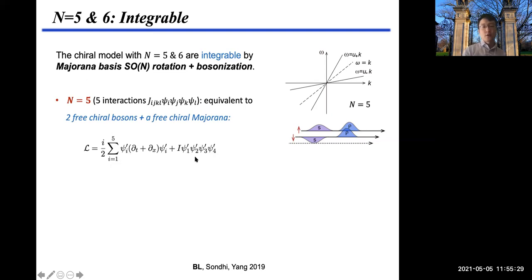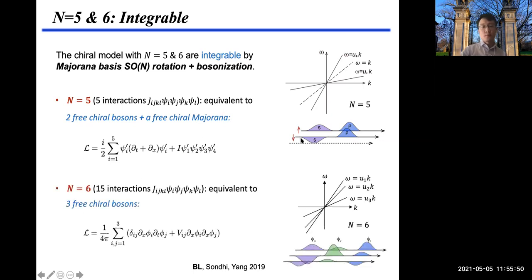So this model then decouples into an n = 4 interacting Majorana model with a free chiral Majorana fermion, the 5th Majorana. According to our earlier knowledge, this is equivalent to just 2 free chiral bosons and a free chiral Majorana. So it's an integrable model. And for n = 6, there are 15 interactions, but we show that if you do the proper basis rotation, you could still reduce the number of interactions down to only 3 interactions. And this, followed by bosonization, gives you a quadratic boson action, which you can diagonalize to get 3 free chiral bosons.